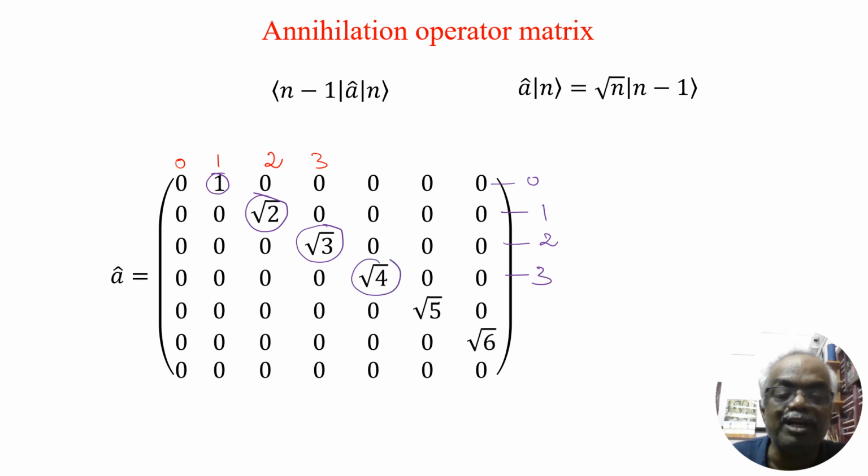This is an upper off-diagonal matrix. So when n is 2, as I said previously, this will go along this line. If n is equal to 3, it will go like this. So for the annihilation operator, you will have an upper off-diagonal matrix. For the creation operator, it is a lower off-diagonal matrix. So that is very, very interesting.